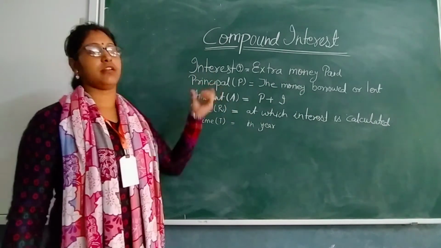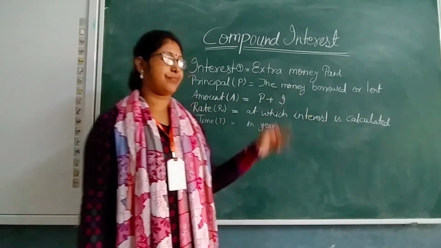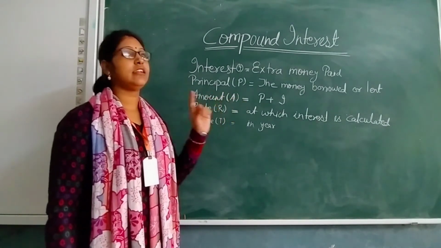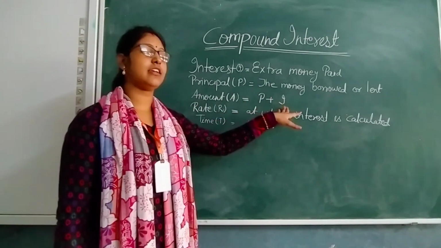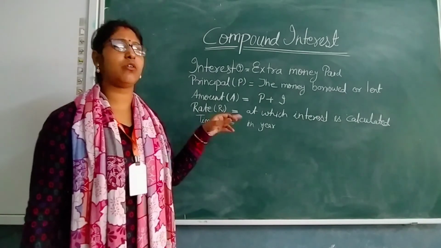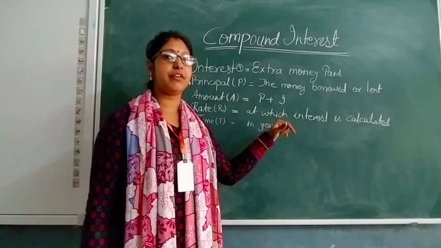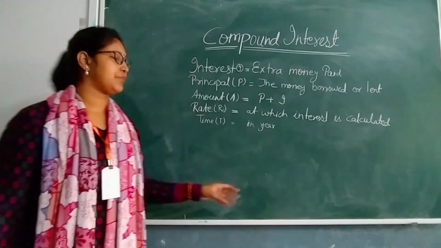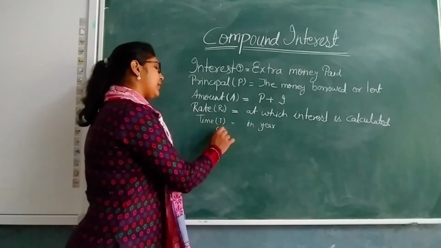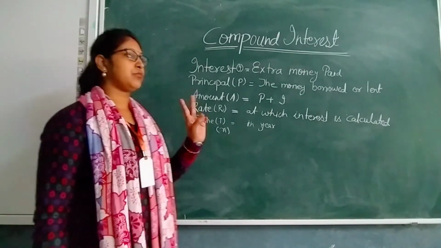Second is the principal, which is represented by P. This is the money borrowed by us. Next, the amount, which is represented by capital A, and it is the sum of the principal and interest. Next, the rate, which is represented by capital R or sometimes small r, at which we calculate our interest. And next, the time, which is represented by T or sometimes N, which is calculated in years. Now, interest is of two types.